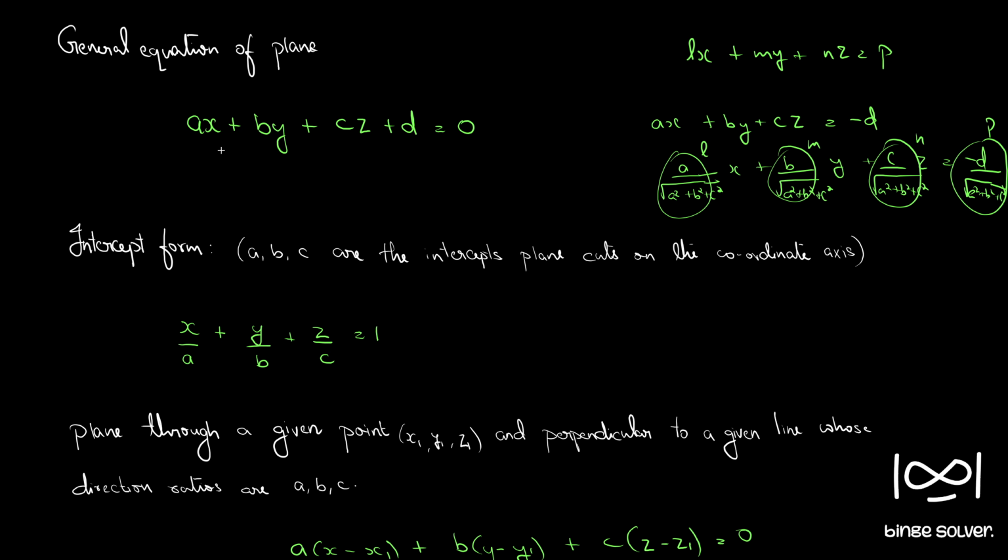And as you can see, whenever we are given an equation like this, a, b, c will be the direction ratios of the normal. If we want to find the direction cosines of the normal, we can simply divide a, b, c by root of a square plus b square plus c square. Anyway, this is the general equation of a plane. Now we have another form which we call the intercept form.